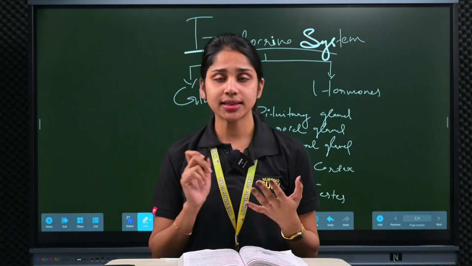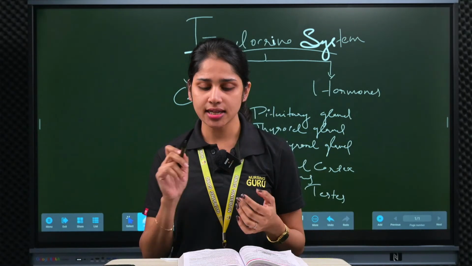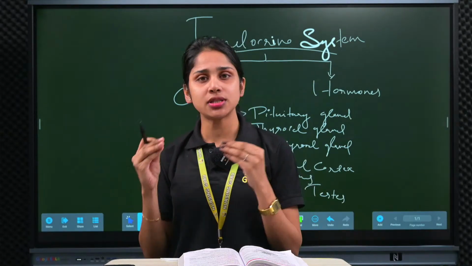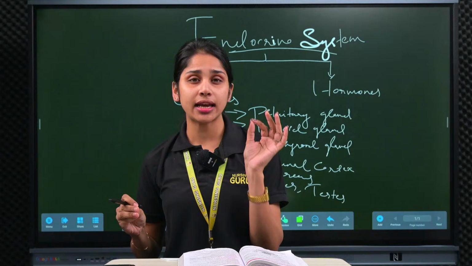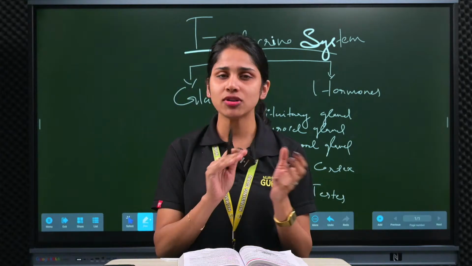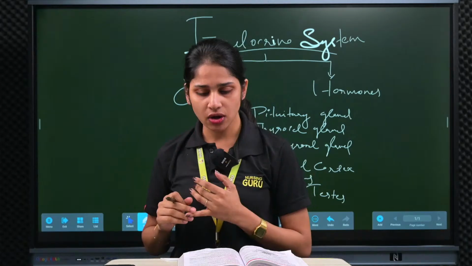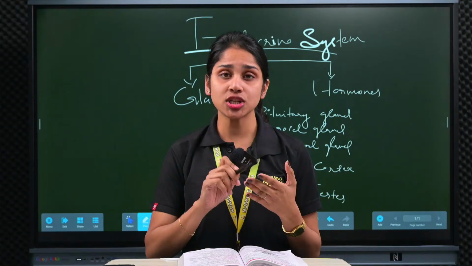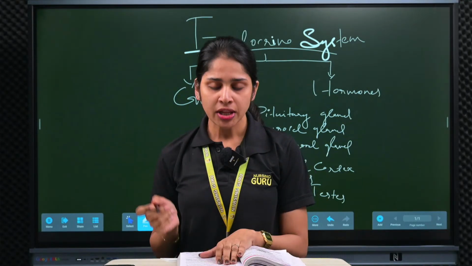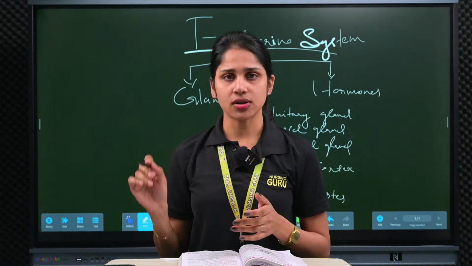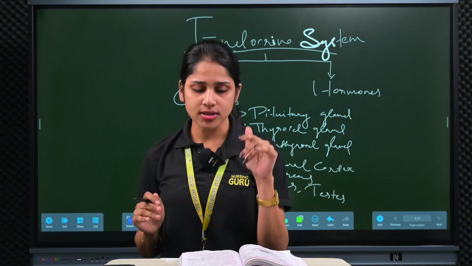Next one, thyroid stimulating hormone TSH. This hormone stimulates the growth and the activity of the thyroid. So it helps in the activity of the thyroid. By hearing the name we can connect it. Thyroid stimulating hormone leads to the secretion of thyroid hormones, that is T4 and T3. T4 is thyroxine and T3 is triiodothyronine. Those are the hormones secreted by the thyroid.